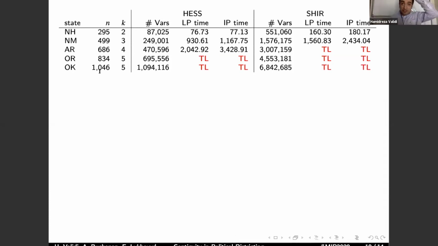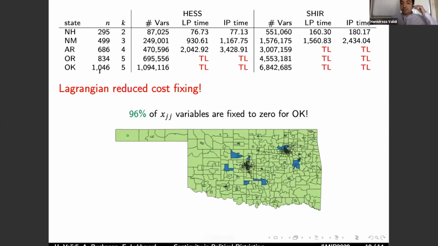So we thought that not all vertices or land parcels can be the center of districts. Maybe those that are in the marginal parts of the state cannot be the centers. So we use a Lagrangian technique, reduced cost fixing, to fix lots of them. You can see all the green vertices or land parcels cannot be the center in the optimal solution. So we can safely fix them at node 0 of the branch and bound, and just consider the blue centers and start the model with those centers.